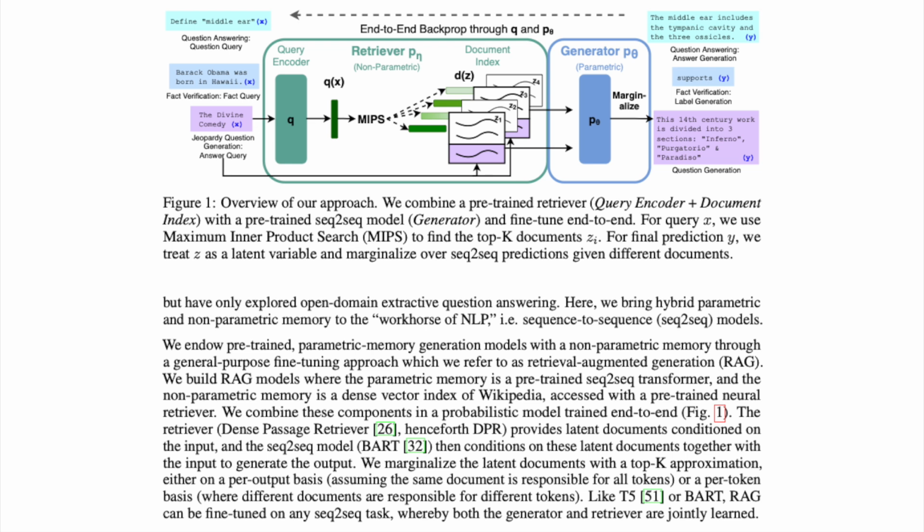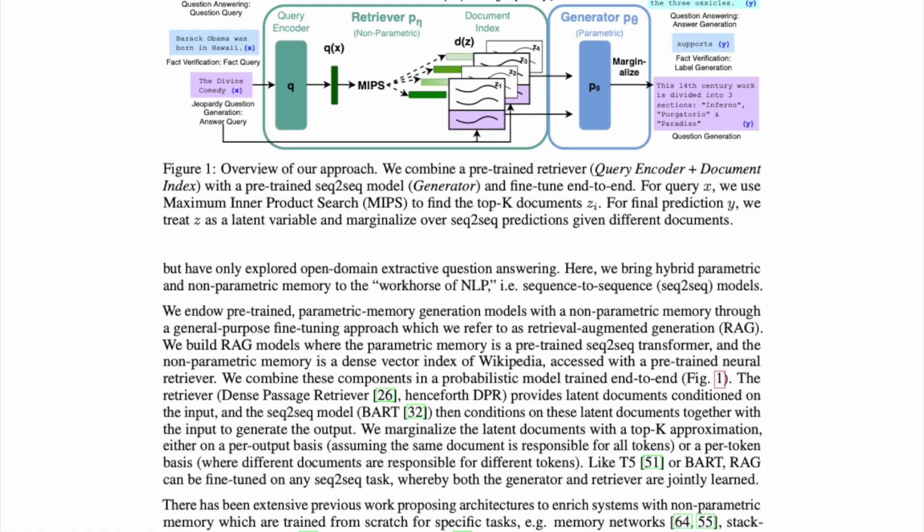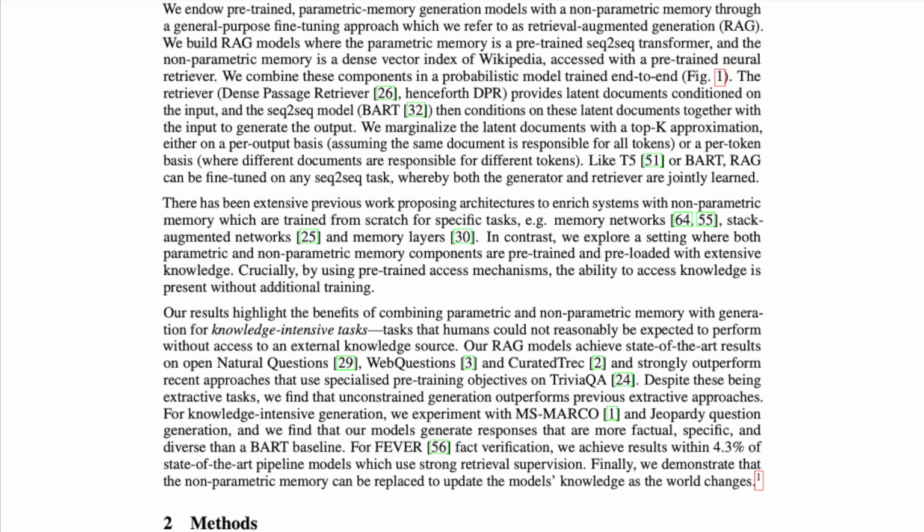We endow pre-trained parametric memory generation models with a non-parametric memory through a general-purpose fine-tuning approach, which we refer to as Retrieval Augmented Generation, RAG. We build RAG models where the parametric memory is a pre-trained seq2seq transformer, and the non-parametric memory is a dense vector index of Wikipedia, accessed with a pre-trained neural retriever. We combine these components in a probabilistic model trained end-to-end, Fig 1.